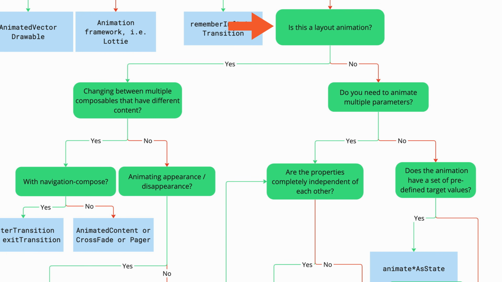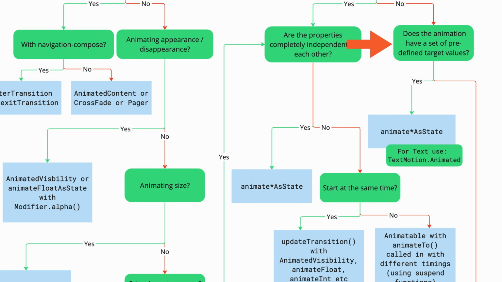Is this a layout animation? No, because it's the color of a composable, not the layout property. Next, we ask ourselves, do we need to animate multiple properties? In this case, no, it's just a single text color. Does the animation have a set of predefined target values? In this case, yes, so the animateAsState API is what we should use. And in this case, we have text, so we should also set text motion animated on the style property.